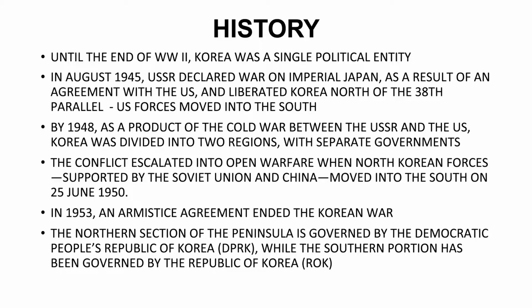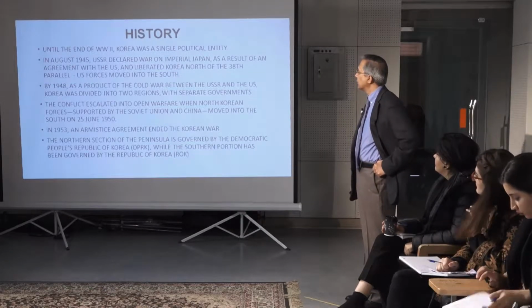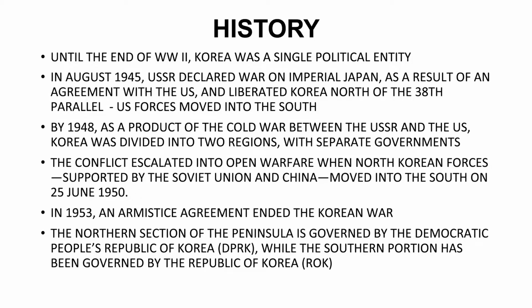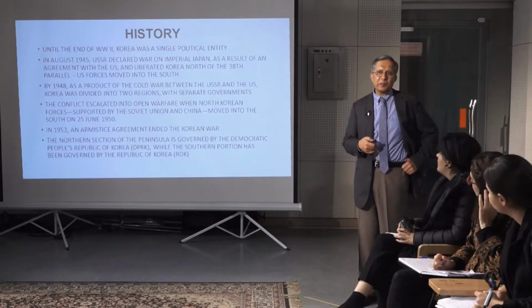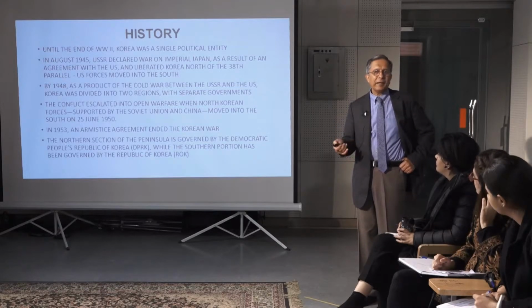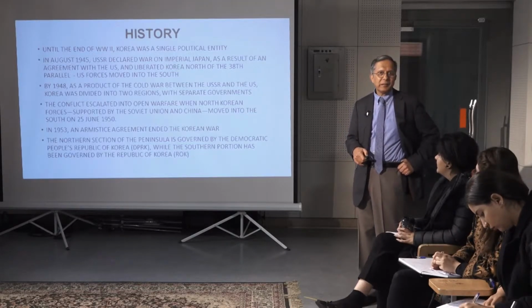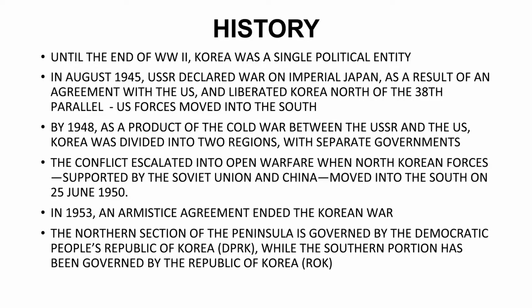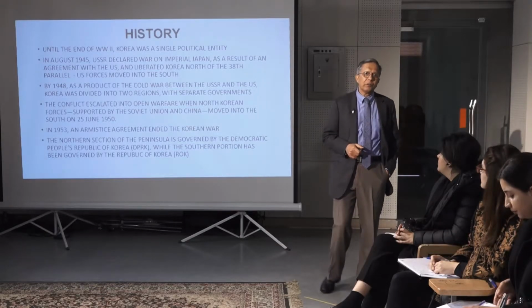Until the end of World War II, Korea was a single political entity. In August 1945, the Union of Soviet Socialist Republics, or Soviet Union, declared war on Imperial Japan. Mark the date, August 1945. Japan had already been defeated. So the Soviets found it an ideal time to usurp the territory occupied by Japan. Japan had occupied the Korean Peninsula. Japan and Korea have ancient animosity. Japan and China also have ancient animosity. So these are the dynamics of this area. So August 1945, Japan surrendered on the 14th of August.